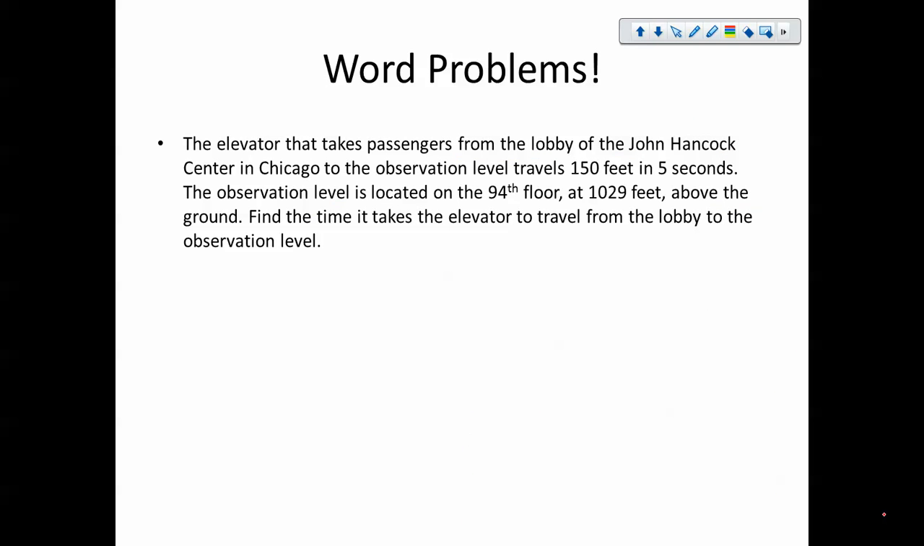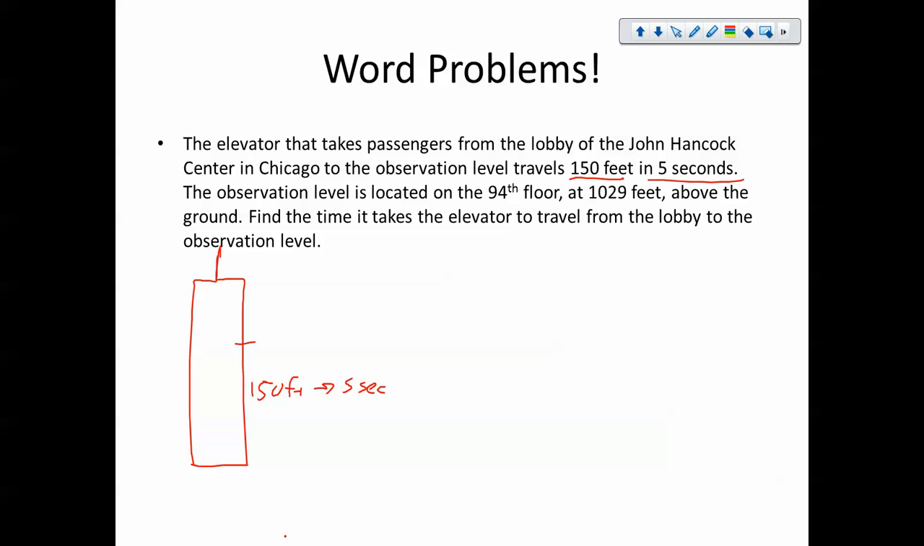Finally, let's do one last word problem here, setting up the proportion. The elevator that takes passengers from the lobby of the John Hancock Center in Chicago to the observation level travels 150 feet in 5 seconds. So 150 feet in 5 seconds. I'm gonna draw a picture, right? Here's my building in Chicago, right? And here's one. That it's 150 feet in 5 seconds.